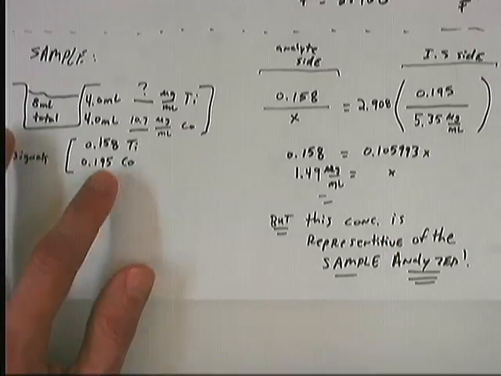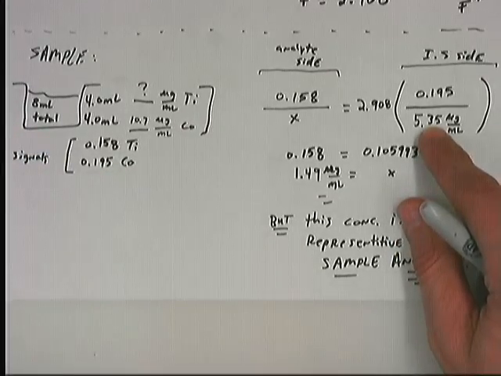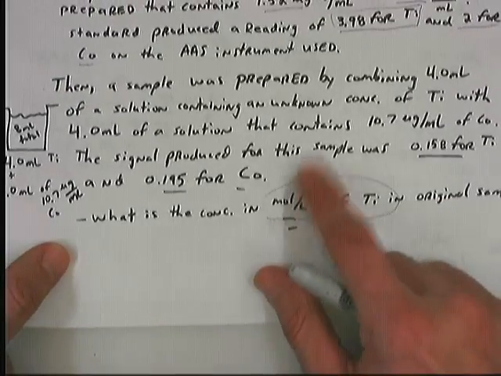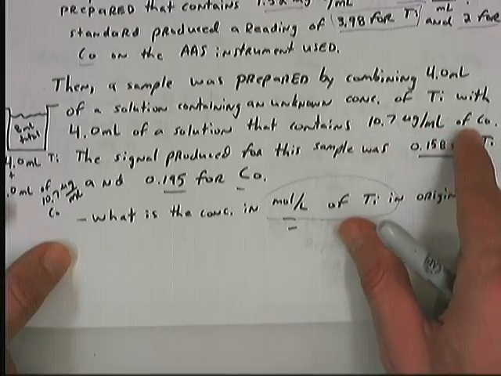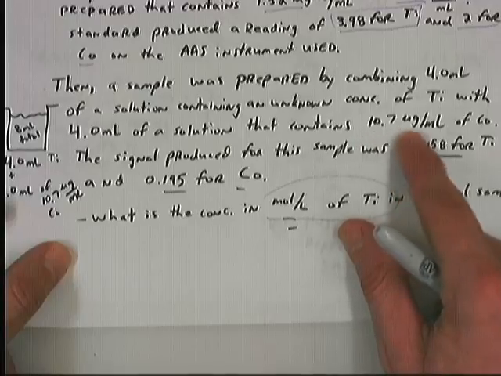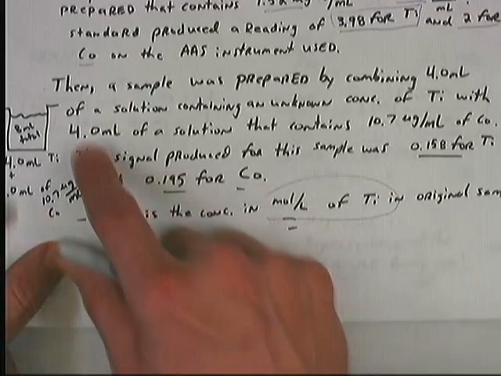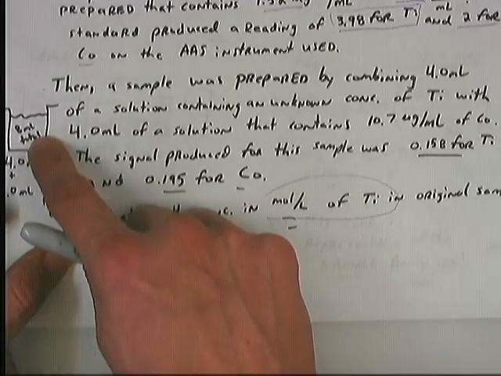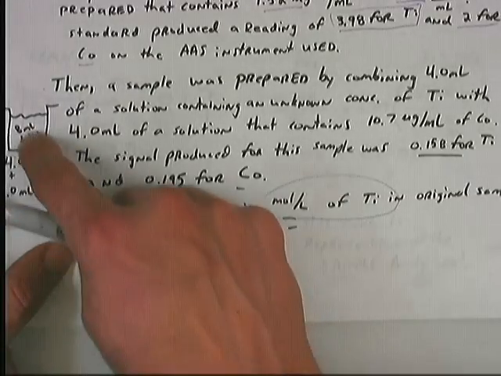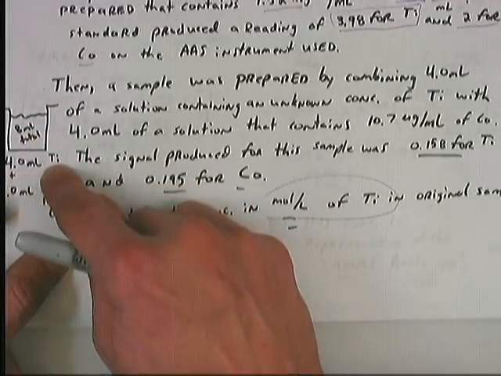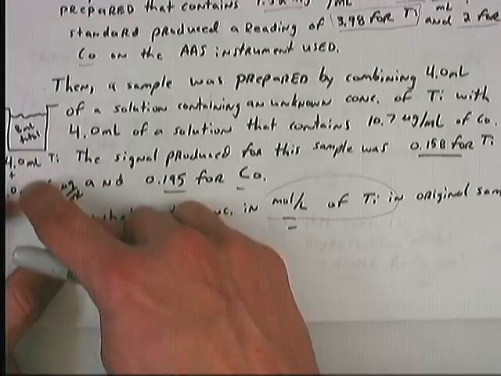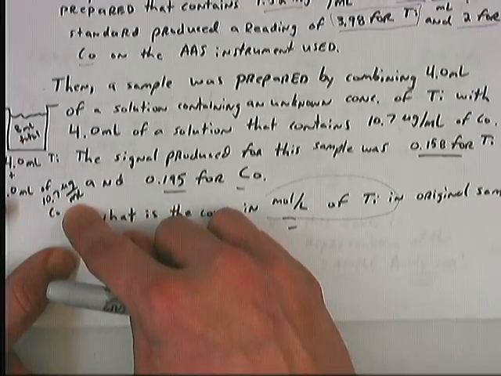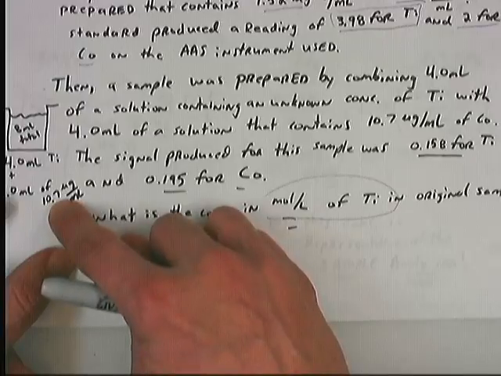Now if you're following along closely, you're confused by this number. The reason why is because if we look back, the problem tells us the concentration was 10.7 micrograms per milliliter of the cobalt. However, this concentration of cobalt corresponds to the solution that we mixed in this beaker. Remember, we added 4 milliliters of that into the beaker, and we mixed that with 4 milliliters of our sample, which contained the titanium. So the total volume is now 8. Everybody see that? That's important. If I dilute my standard down, the concentration is going to be reduced. It will no longer be 10.7.